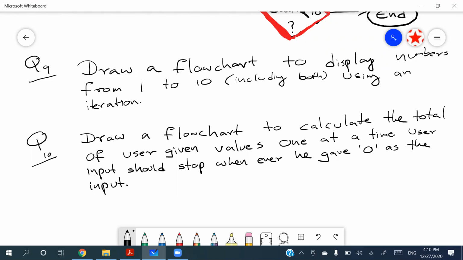Binati, I am receiving yours. Let me see. Binati, the same mistake. Don't take any inputs from the user.